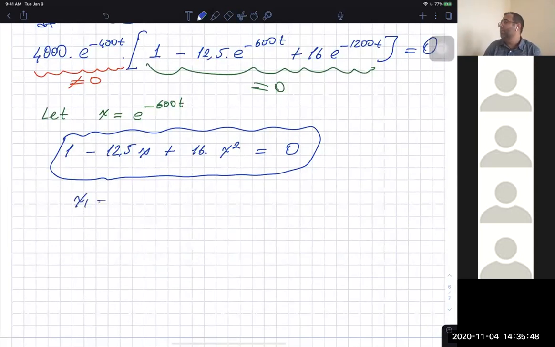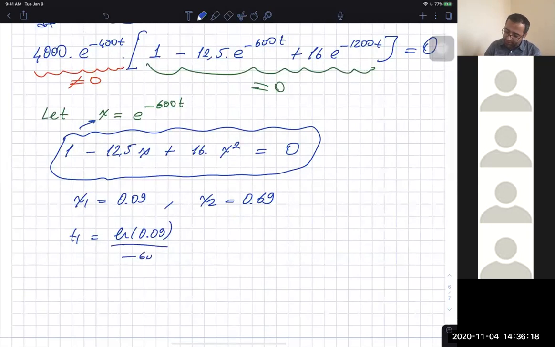So for X, you say one possible solution is 0.09, and the other possible solution is 0.69. Okay, so this is our X. So what is T in this case? That T should be ln of that number divided by minus 600. So T1 is ln of 0.09 divided by minus 600, and T2 should be ln of this number divided by minus 600.